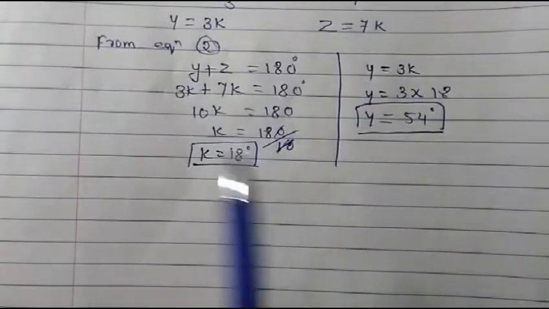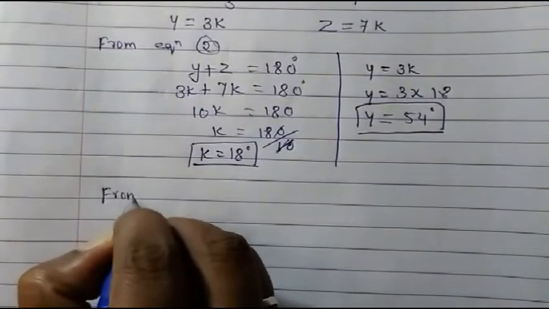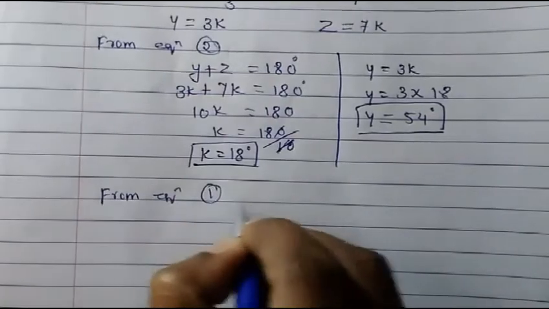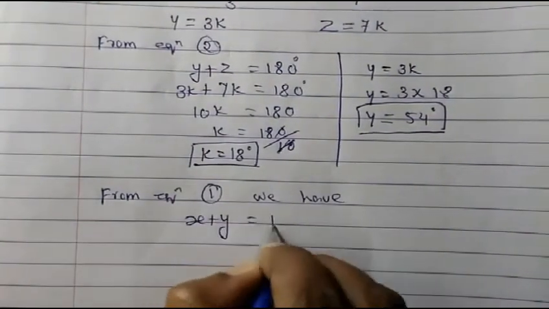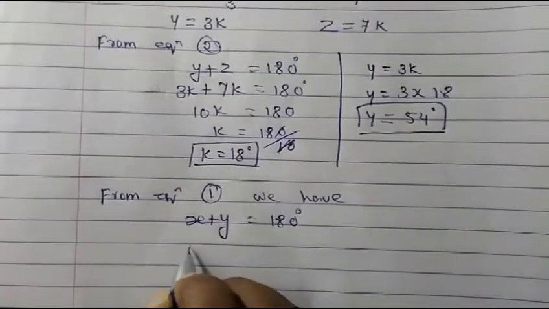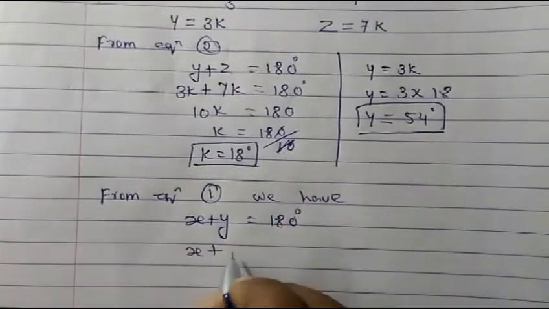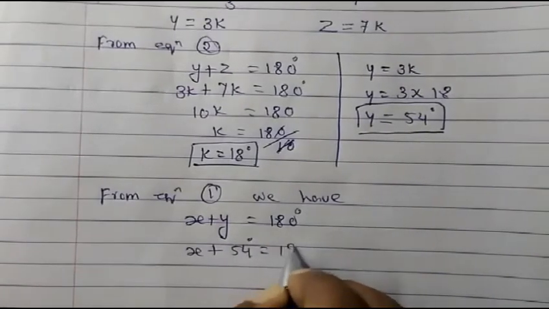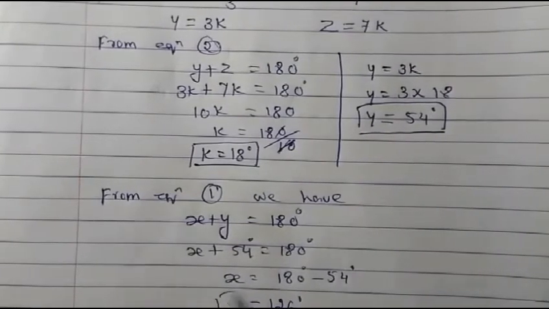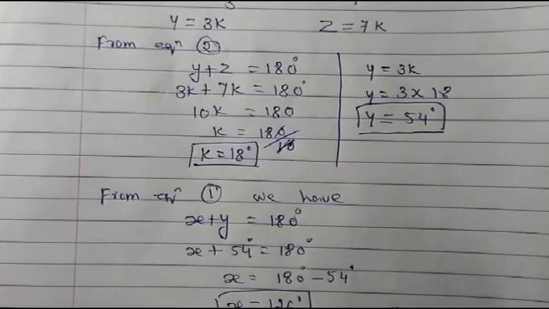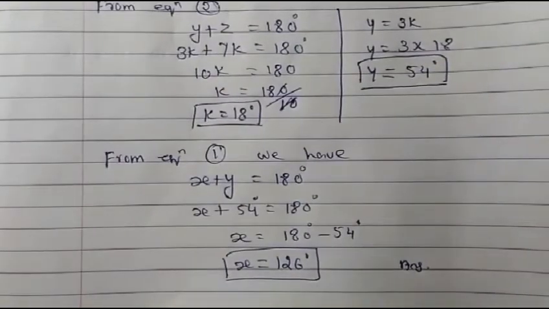So from equation 1, we have x plus y equal to 180 degrees. Y we found out is 54. So then what will the x value be? This is in plus, when it goes across it becomes minus. So then we get the x value as 126. That's it. So that is our answer.